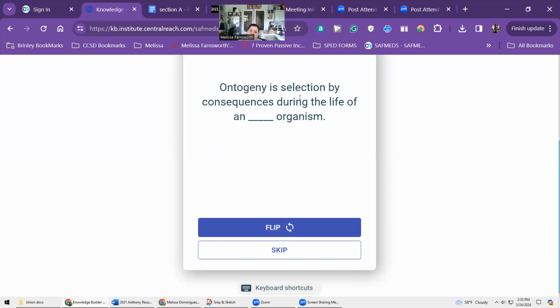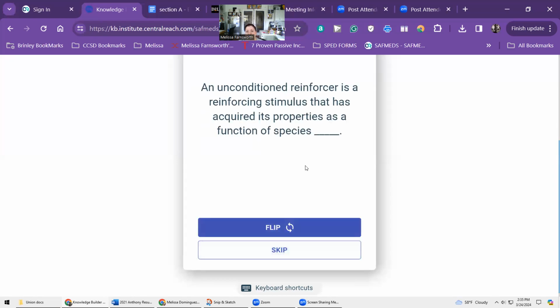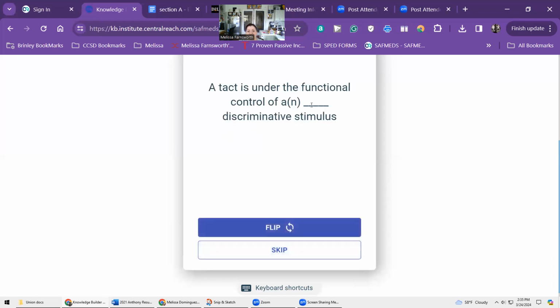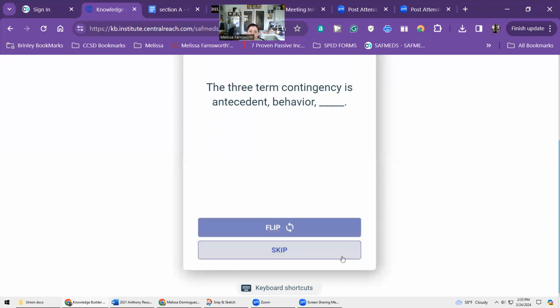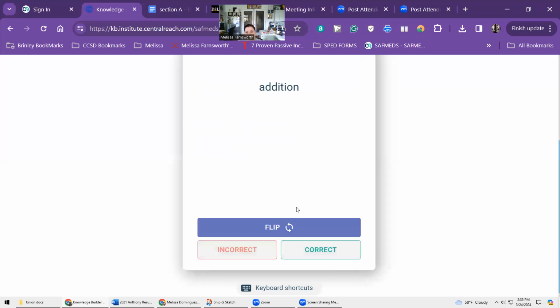Ontogeny is selection by consequences during the life of a blank organism, individual. An unconditioned reinforcer is a reinforcing stimulus that has acquired its properties as a function of species blank. History. A tact is under the functional control of a blank discriminative stimulus, nonverbal. The 3-term contingency is antecedent, behavior, blank. Consequence. Positive punishment involves the blank of a stimulus that follows a behavior.